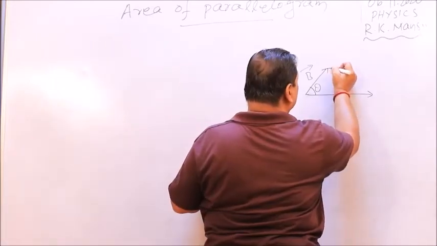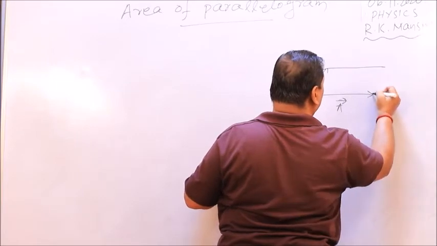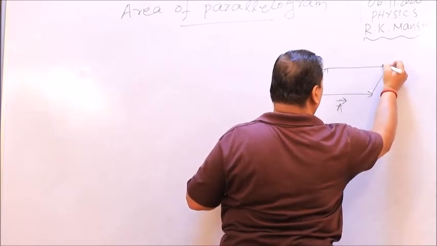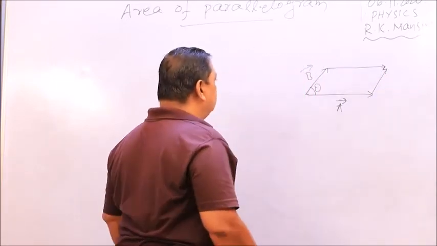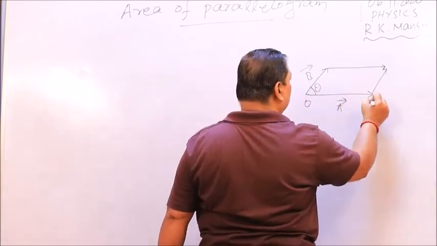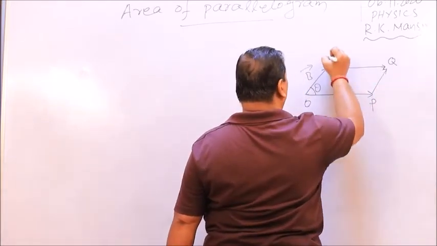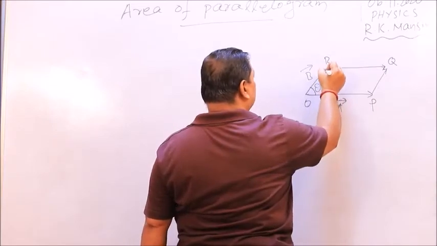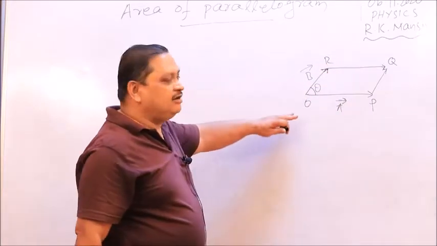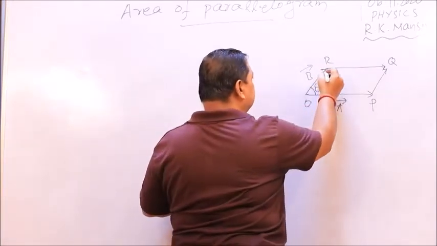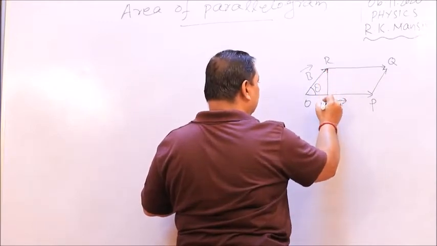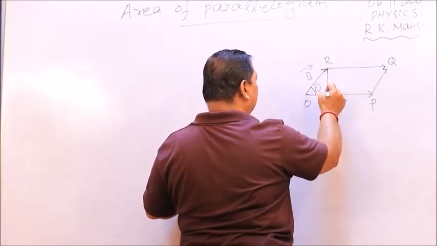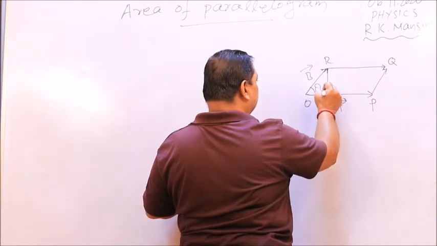So you just draw the parallelogram. This is the parallelogram, suppose O, P, Q, R. So area of parallelogram is base into height. This is the height. Suppose RS is the perpendicular and this is 90 degrees.